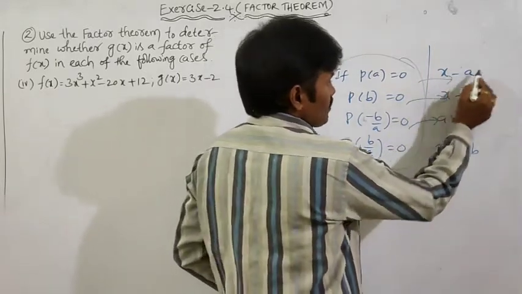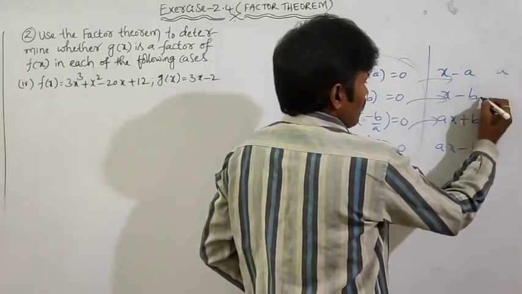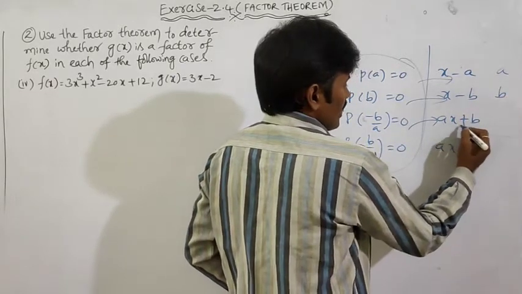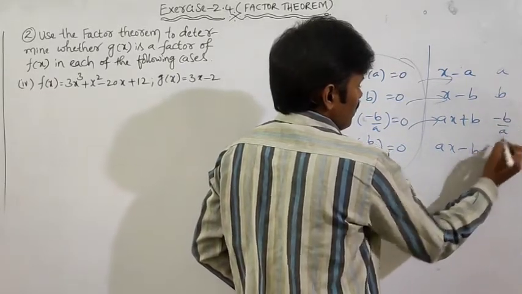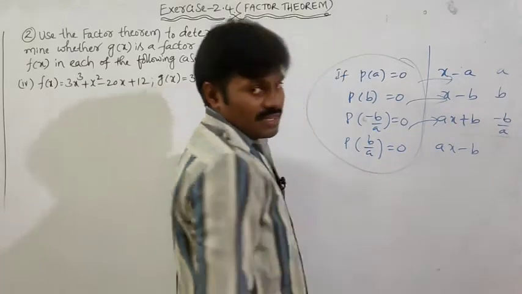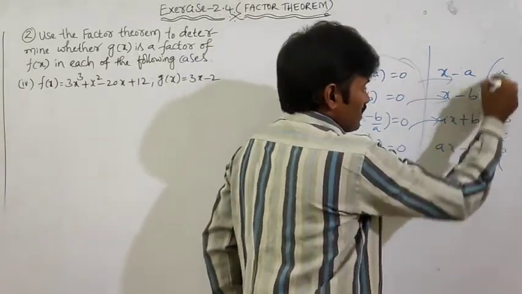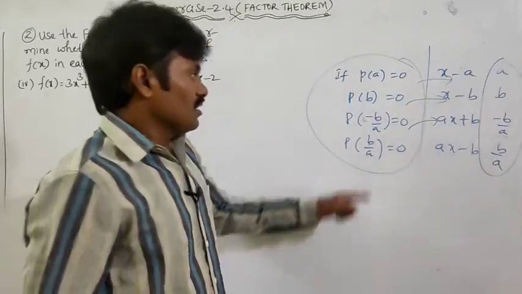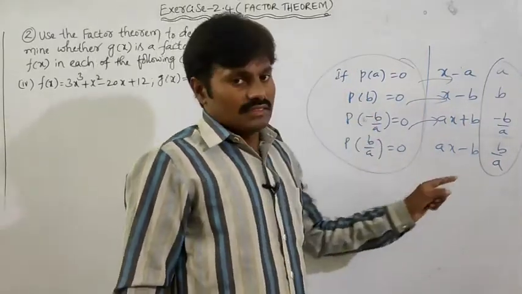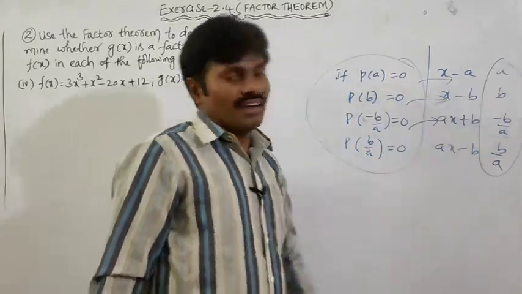What is the 0 of x minus a? A. What is 0 of x minus b? B. What is the 0 of ax plus b? Minus b by a. Here 0 of ax minus b is plus b by a. So these we replace in place of x. So x is replaced by these values.